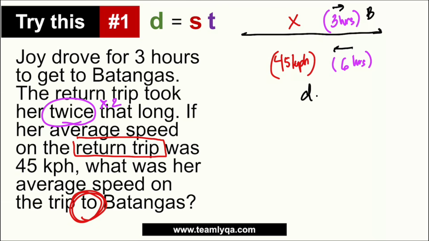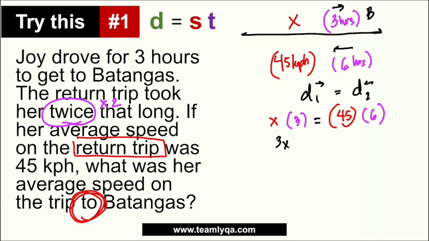D sub 1 or distance papunta sa Batangas is equal to yung distance niya na pangalawa, which is yung pabalik, galing Batangas. Ilalatag uli natin information. We have x times 3 hours and equal yan doon sa 45, which is yung kanyang speed pabalik, times naman yung 6 hours. Okay? So, pwede natin to isolve. 3x is equal to 45 times 6. One thing I do pag nagme-mental math ako is I remember na ang dalawang 45 ay 90. At dahil may tatlong dalawa sa 6, pwede kong i-times 3 na lang yon. So, 9, 18, 27 or 270.